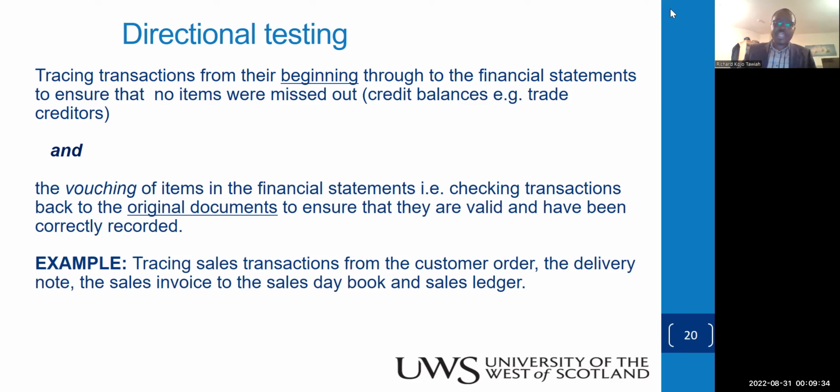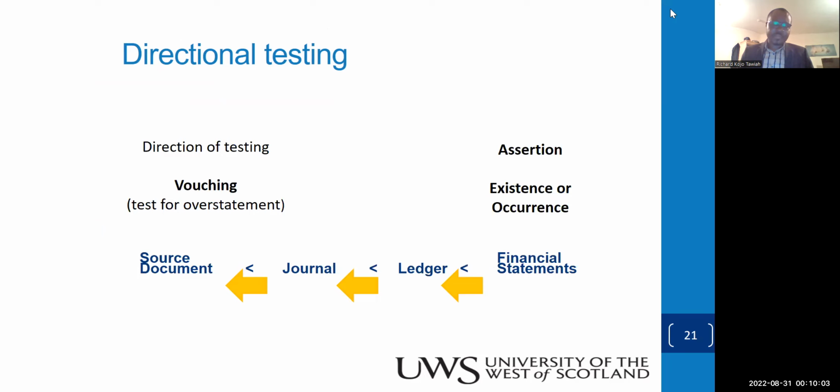So again, it could also be the other way around. We pick it at the account balance level and trace it down to the very starting point, the customer order level, okay? Not only does directional testing deal with tracing from one end to the other, it also deals with vouching the items. Check the transactions to the original documentation to see whether it is valid, whether it is correctly recorded in the system. So this is one end where we are picking from the financial statement to the source documentation.